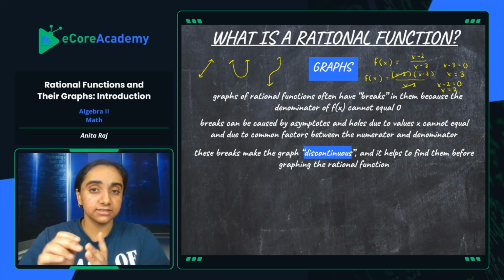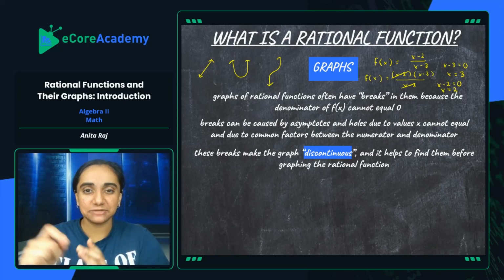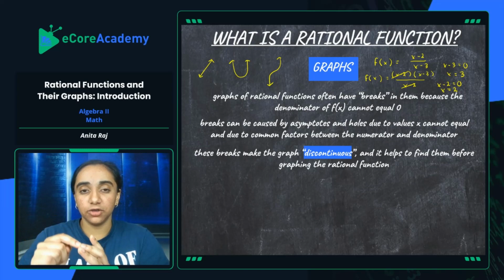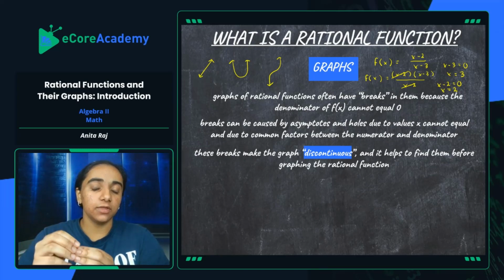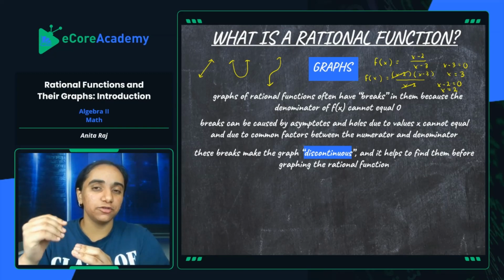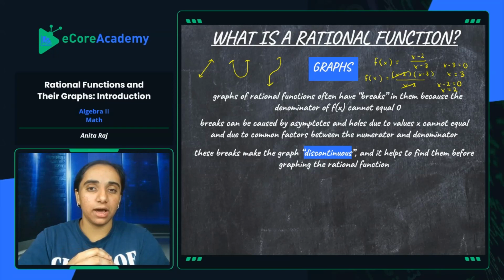A function for us is discontinuous when it doesn't have a value at a given x coordinate. And then the third one is when the limit at that point and the value of the function at that x coordinate are not equal to each other, and you don't have to worry about that either. So for our purposes, a graph is discontinuous when the x coordinate does not have a corresponding y coordinate when we plug it back into the rational function.